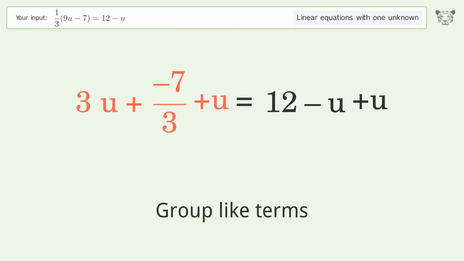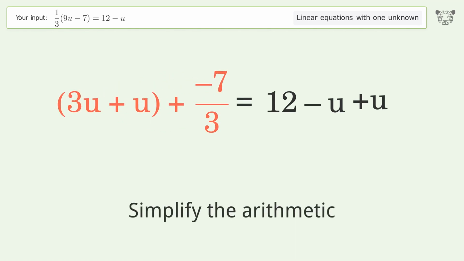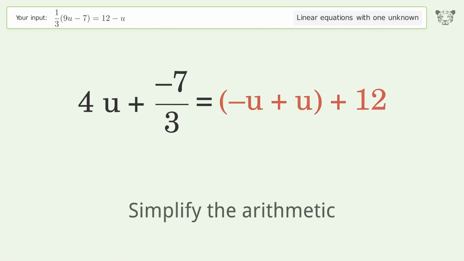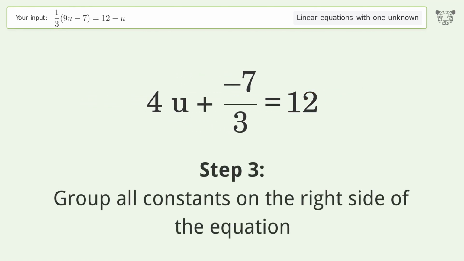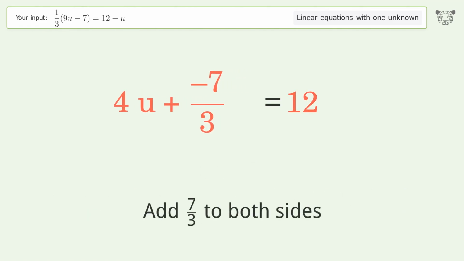Group like terms. Simplify the arithmetic. Group like terms. Simplify the arithmetic. Group all constants on the right side of the equation. Add 7/3 to both sides.